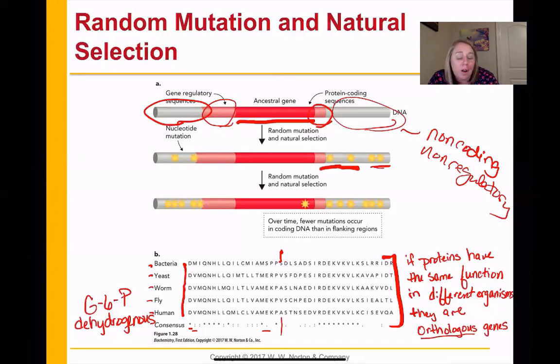Overall, if I look at all the sequences, there's a lot of conservation there. I see a lot of asterisks. I see a lot of conservation. And so what we would call these genes are orthologous genes. In bacteria, yeast, worm, fly, human, they're all going to probably perform the same function. So they're orthologs. Okay.